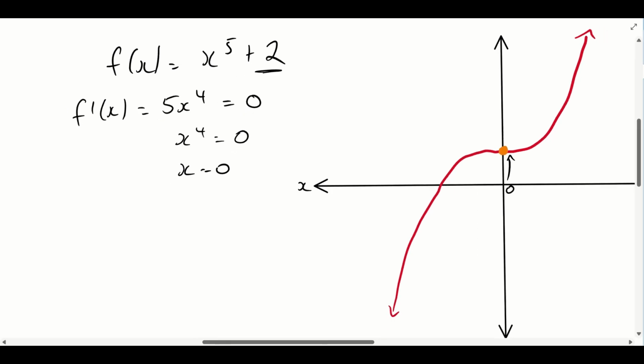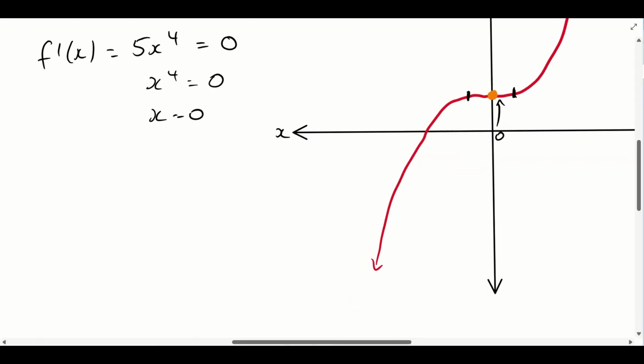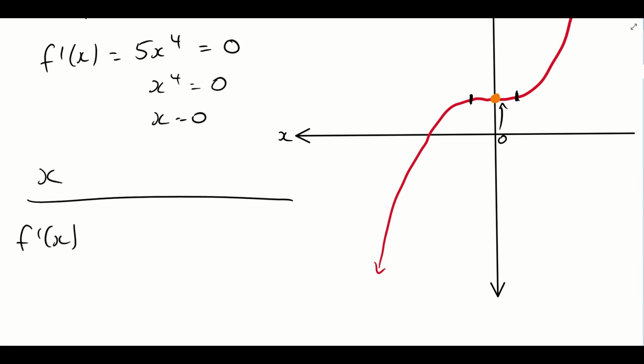But what is the gradient just either side of our critical point? So let's say here and here, for example. What are the gradients there? Well, we come up with our little table, x, and then the derivative of x. And we want to pick a point either side of 0. So we have our 0 here. We know that when x is 0, our gradient is 0. That's no problem. But what about when x is 0.1 or minus 0.1?